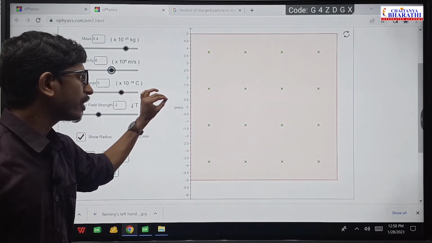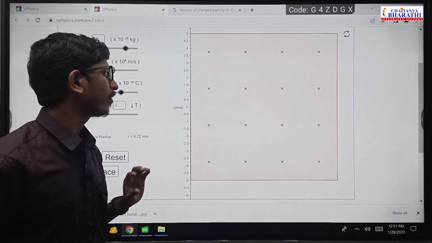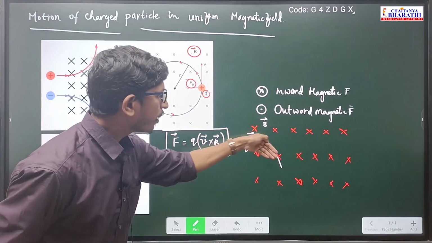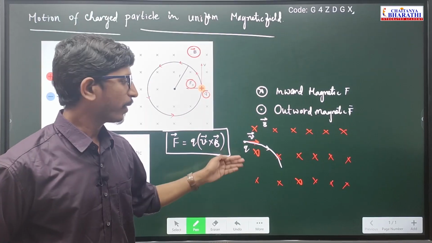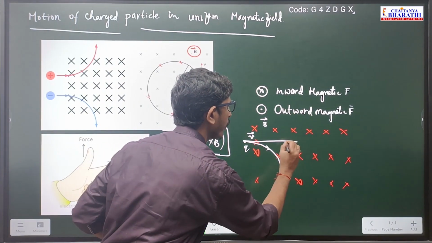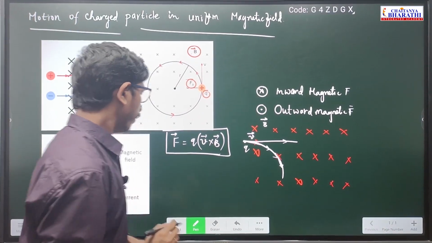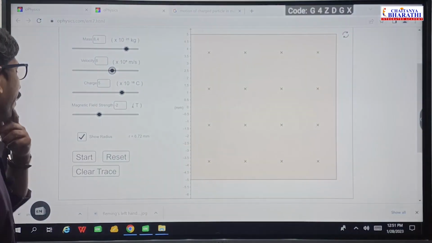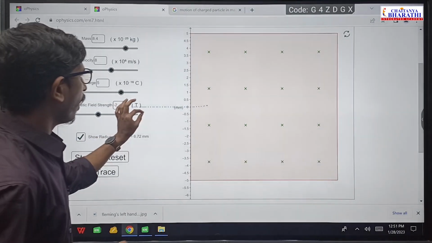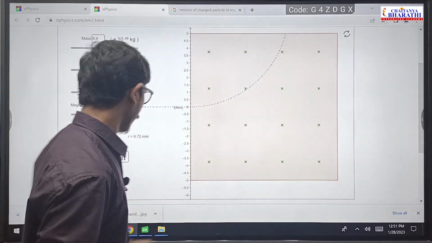Now I am projecting the charged particle into this magnetic field. What we expect, as per the formulas, is that it will experience some force and change its path. Instead of going in a straight line, it will start moving in a curved path. So let's simulate that. If I project a particle, let's see. It is supposed to go in a straight line, but once it has entered the magnetic field, it has started experiencing a force.